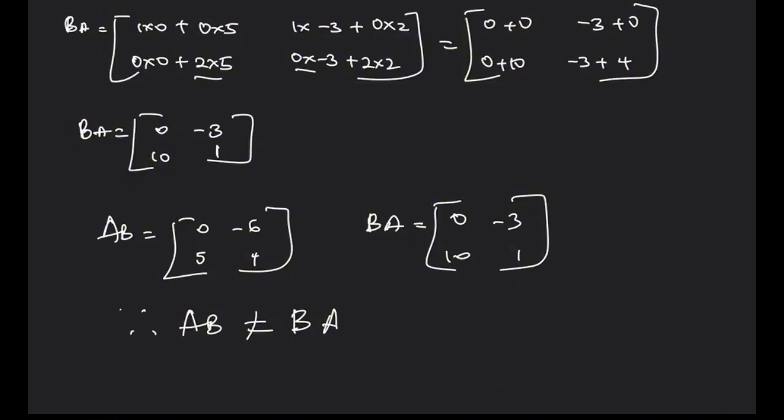So this is how to solve matrix multiplication. We're also going to check the number of columns multiplied by the number of rows, when the numbers are equal. But when they are not equal, we can't multiply them. We leave it that way. So that's all about matrix multiplication.